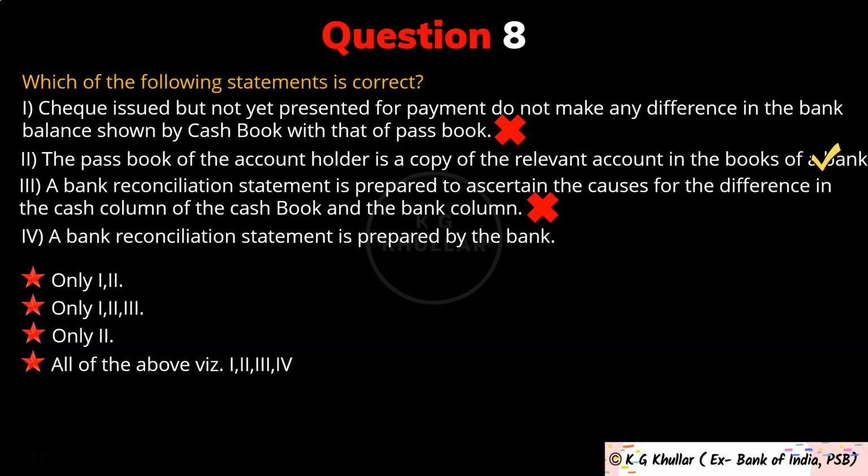Then the next statement is false. Please note a bank reconciliation statement is prepared to find the causes of the difference between the bank column of the cash book and the entries shown in the passbook. And finally, statement 4 is false. Please note a bank reconciliation statement is in fact prepared by the business or the firm maintaining a bank account. So as you can see, only statement 2 is correct. Thus, the correct option for the given question is option C.